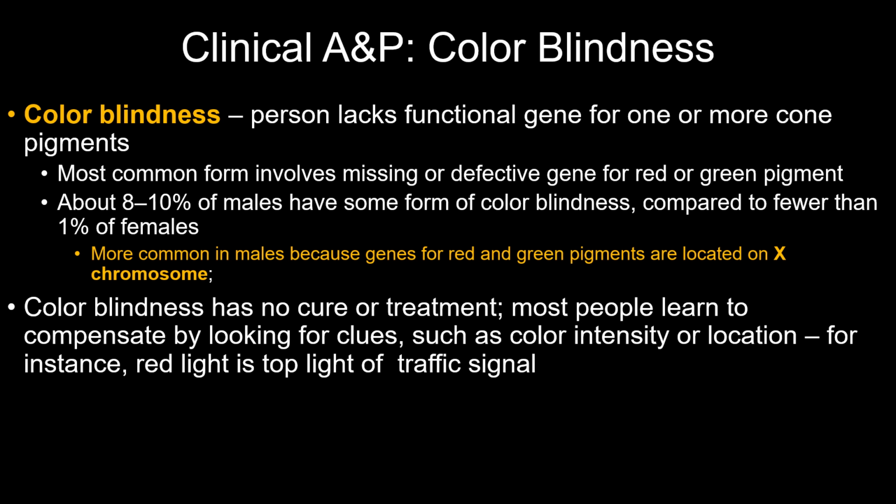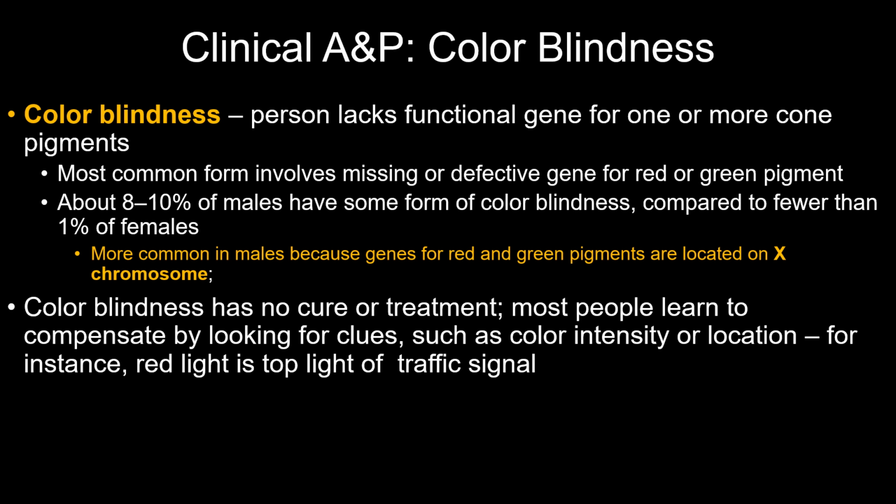Now, this is typically more common in males because it's carried on the X chromosome. And so that means about 8 to 10% of males have some form of color blindness, where 1% of females have it because they have 2 X chromosomes. You have double the chance of not being colorblind if you're a female. If you're a male, you only have 1 X chromosome, so if that one has the color blindness mutation, that's all you got.